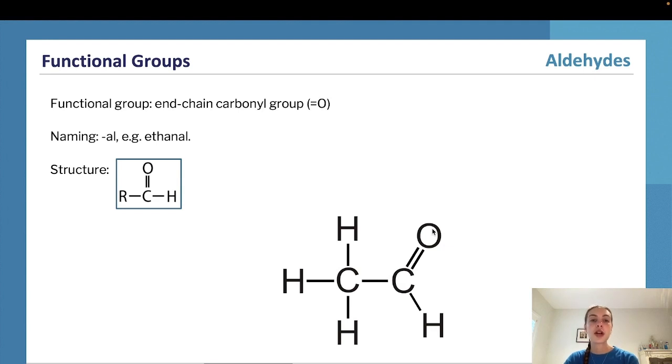The general structure of an aldehyde is that they will have an R chain, so any alkene, alkane, alkyne type chain, followed by the final carbon on the chain having a double bonded oxygen and a single bonded hydrogen.